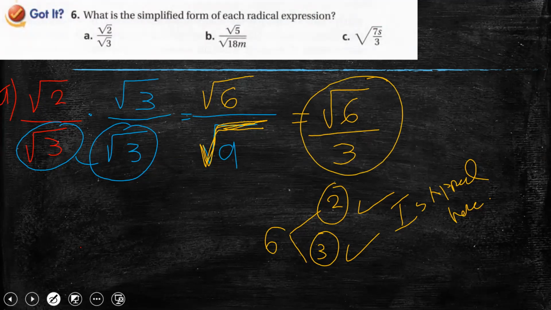So this is the final answer. I will ask myself, is 6 a prime factor? No. Okay. Let's factorize 6. After we factorize it, we get 2 and 3. Are 2 and 3 prime numbers? Yes, teacher. Since 2 and 3 are prime numbers, I cannot factorize the numerator or the square root any further.